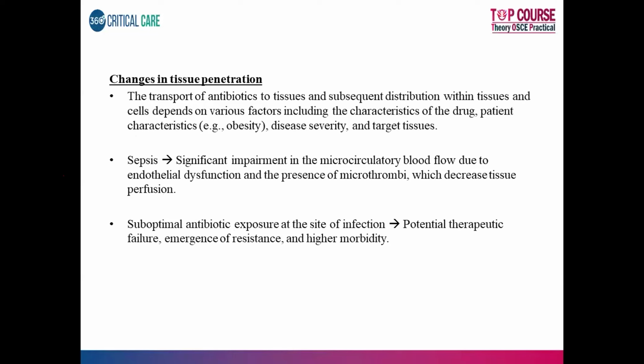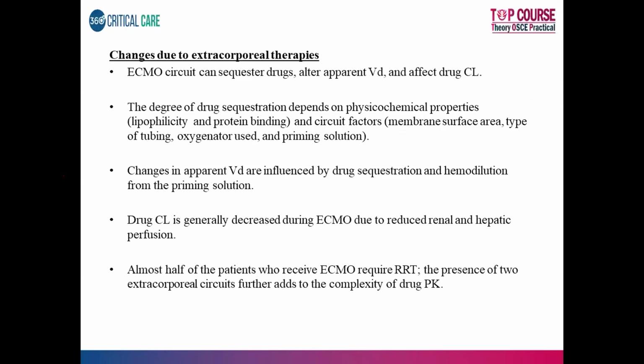But what happens in sepsis? In sepsis, there is significant impairment in your microcirculatory blood flow because there is a lot of endothelial dysfunction and presence of microthrombi. When this occurs, it decreases the tissue perfusion. So whenever you give a drug and your tissue perfusion is reduced, what happens? There will be suboptimal antibiotic exposure at the site of infection, the target site. So there will be potential therapeutic failure, emergence of resistance, and higher morbidity. Okay, so this is the fourth change.